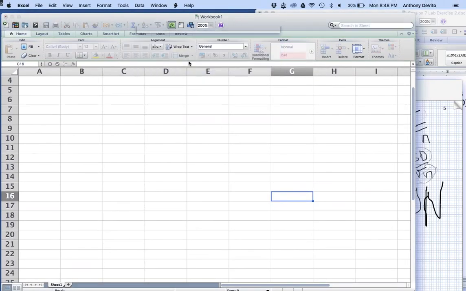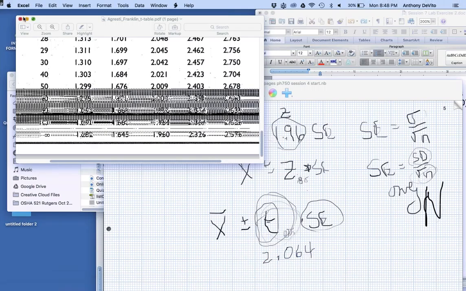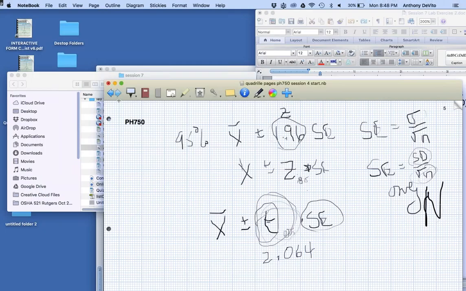Now let me see if this ever opened up. Is it still bouncing around there? No, it stopped bouncing and it didn't open. Oh, that's discouraging.